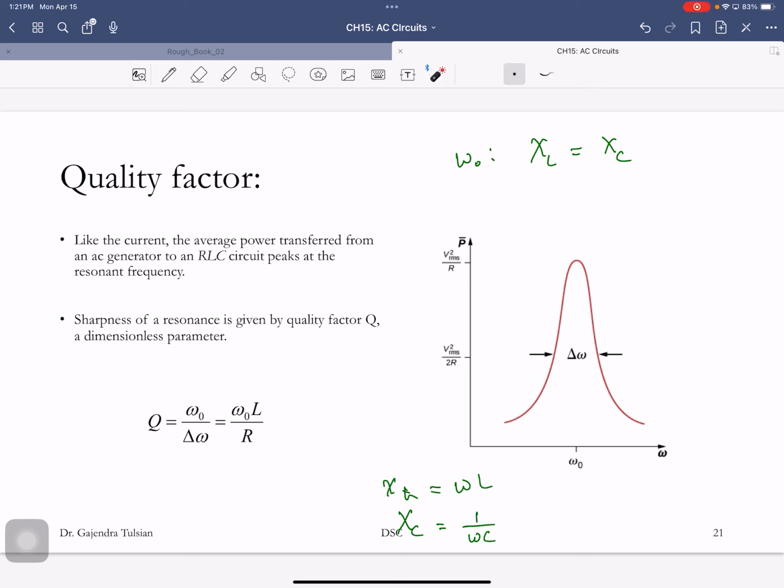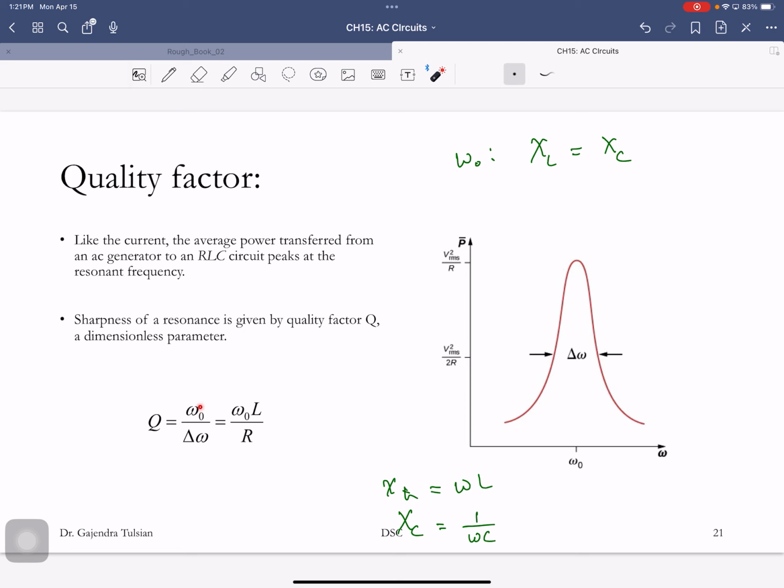So when you increase the frequency, XL increases, XC decreases, and so this becomes an inductive circuit. When you decrease the frequency, it becomes a capacitive circuit. And you see, when you move away from a purely resistive circuit, the power delivered decreases. And the question is, how sensitive to frequency is your circuit?